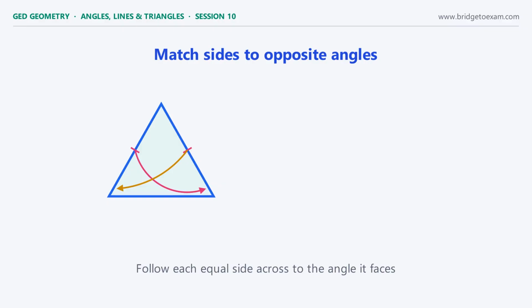Here's a subtle but important detail. Equal angles sit opposite the equal sides, not necessarily right beside them. If sides AB and AC are equal, the equal angles are the ones across from them, angle C and angle B. It helps to trace across the triangle. Follow each equal side to the angle facing it. That way, you never match an angle with the wrong side.